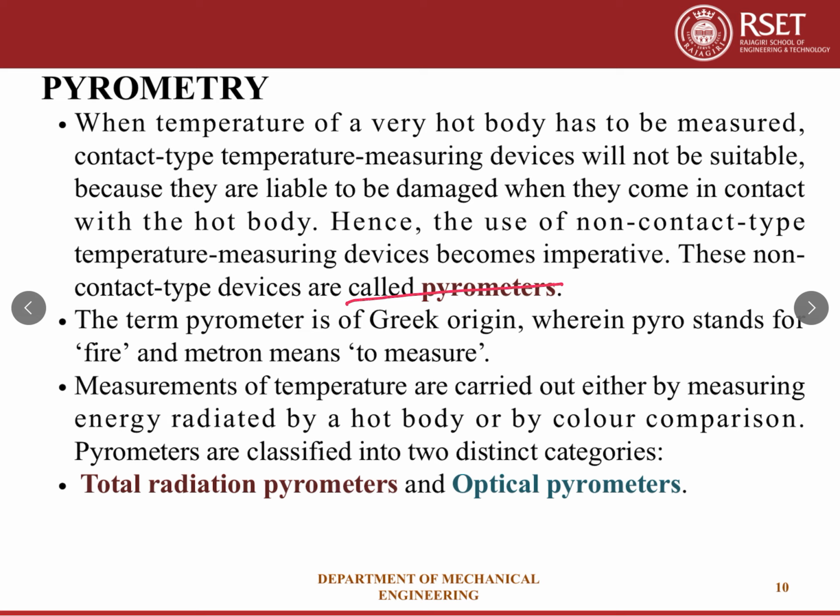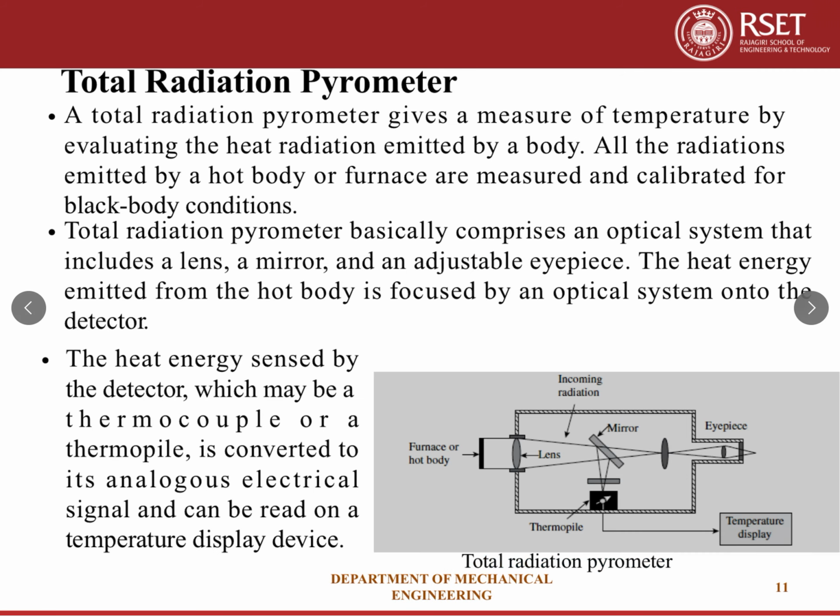The term pyrometer is of Greek origin, where pyro stands for fire and metron means to measure. The measurement of temperature is carried out either by measuring energy radiated by the hot body or by color comparison. The pyrometers are classified into two distinct categories: total radiation pyrometer and optical pyrometer. So the principle behind temperature measurement in pyrometry is of two types. One is energy radiated by a hot body is compared. The other one is color comparison. Based on that, we have two types: total radiation pyrometer and optical pyrometer.